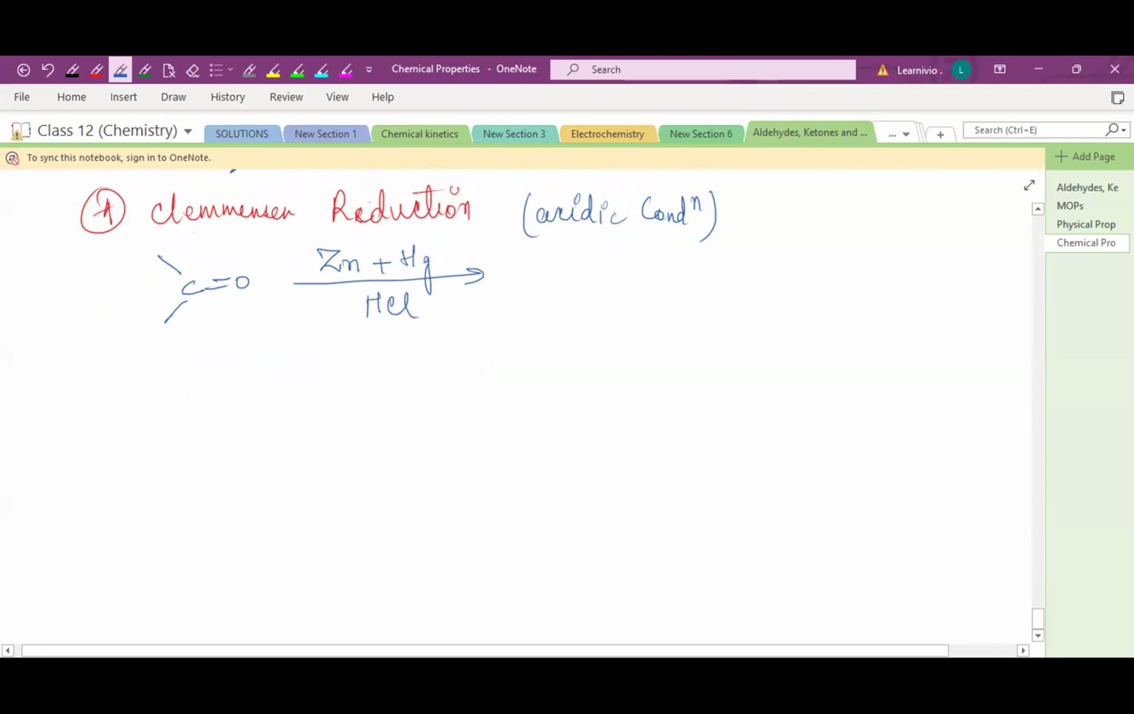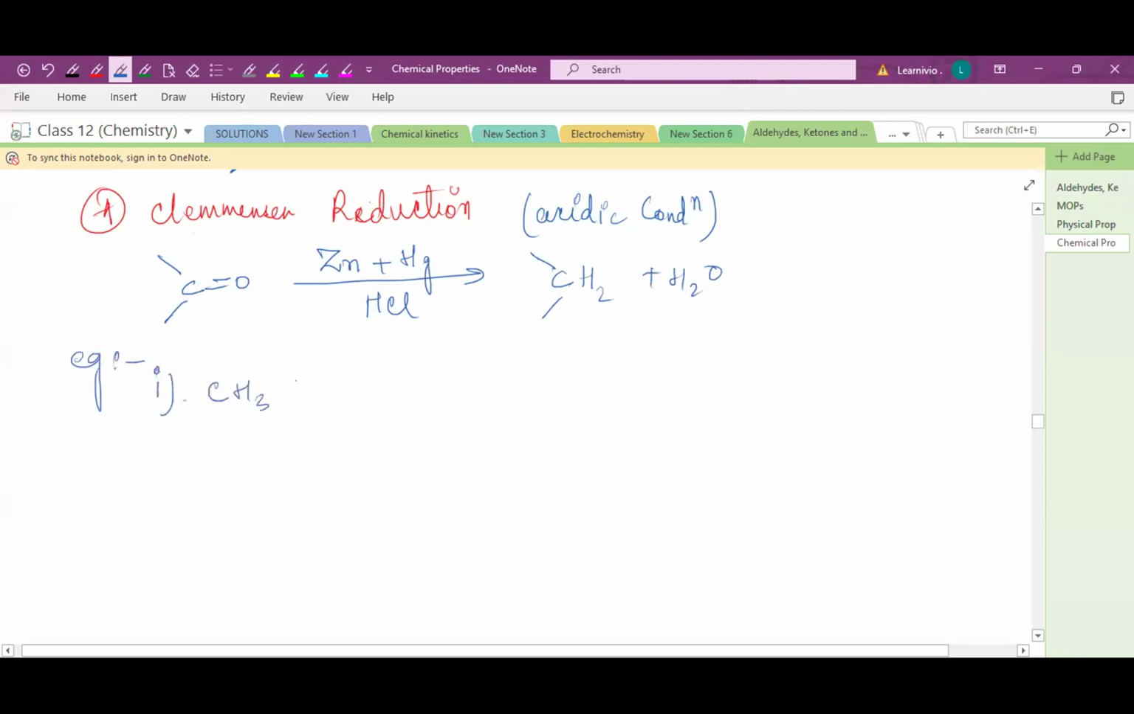So in the Clemmensen reduction, the carbonyl compound is treated with zinc amalgam, Zn plus Hg, in the presence of acidic medium, HCl. The reduction will occur. What you are supposed to do is remove the double-bonded oxygen and add 2 hydrogens plus water. So that is your Clemmensen reduction.